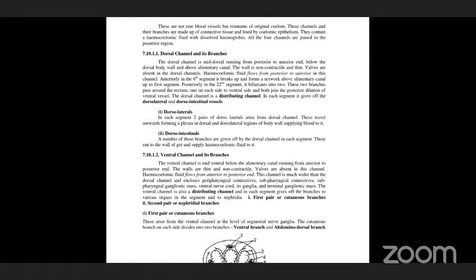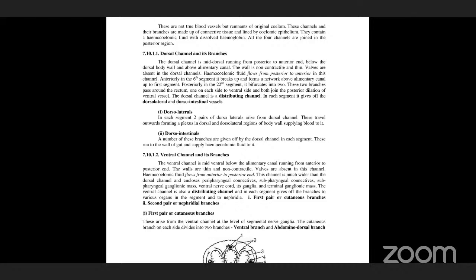So I'm just speeding up, so time is almost up. The dorsal channel is the mid-dorsal running from posterior to anterior end. This dorsal channel is actually the distributing channel of this blood. And in each segment, it goes off as dorsolateral or dorsointestinal vessels. So what are dorsolateral?